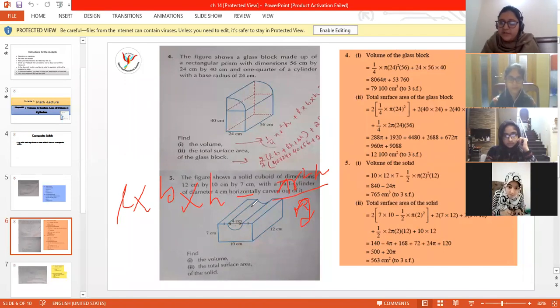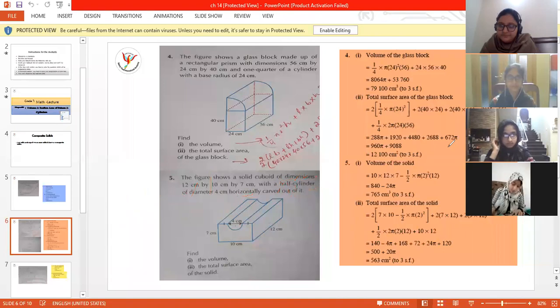If you have any question related to this, that why I have subtracted the volume of the cylinder from the volume of the cuboid, then please raise your hands. No questions? Is it clear? Anyone? If you have any question, then please raise your hands. No questions. Okay, fine. Now come towards the total surface area of the solid.